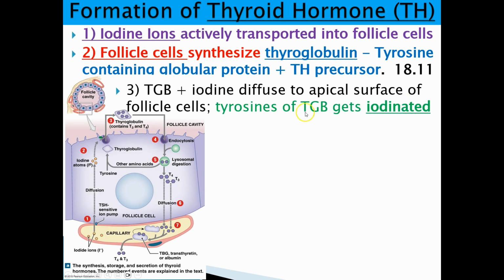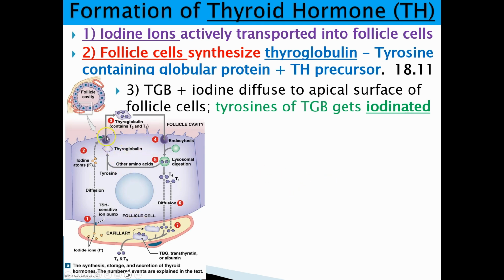See right there, tyrosines of TGB get iodinated at the apical surface. So one of the big things that I stress on this is you need to know where this iodination process occurs, and that occurs at the apical surface. So that's one of the individual questions that I ultimately can single out when I test. When I test my students, I often will single out, hey, where do the tyrosines of TGB get iodinated? And they get iodinated at the apical surface. So I expect you to know it's within the follicle cell at the apical surface.